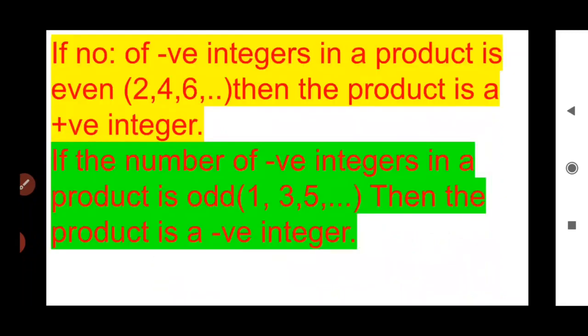So here are the hints for the product of negative integers. If the number of negative integers in a product is even, that is 2, 4, 6, 8, 10 and so on, then the product is a positive integer. Second case: if the number of negative integers in a product is odd, 1, 3, 5, 7, 9 and so on, then the product is a negative integer.